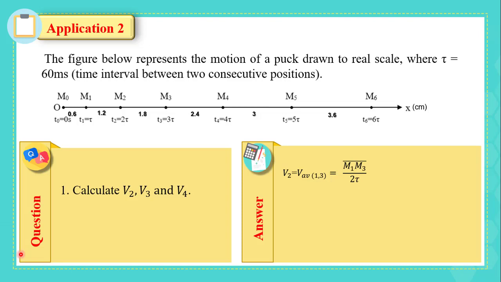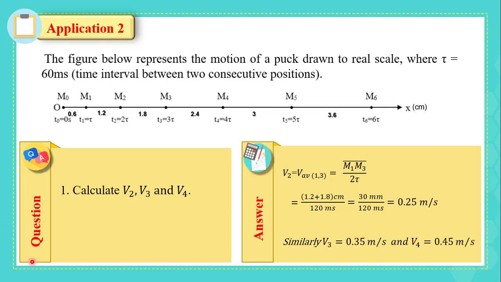It is equal to VAV between 1 and 3, which is equal to the distance between the positions M1 and M3 divided by 2 tau. 1.2 from the figure plus 1.8 divided by 120 milliseconds. We can convert from centimeter to millimeter and leave the duration of time in milliseconds. In this case, we can obtain the unit directly in meter per second, which gives us that V2 is equal to 0.25 meter per second.